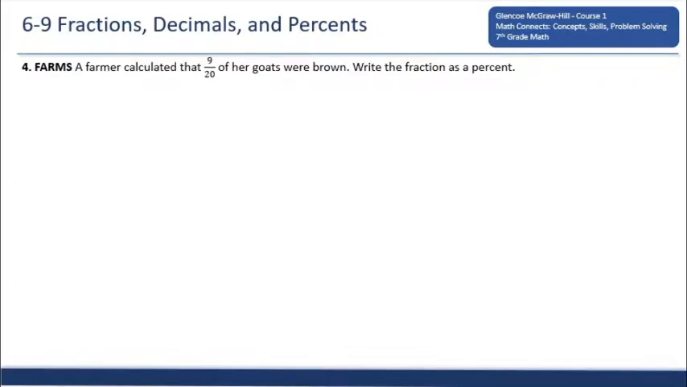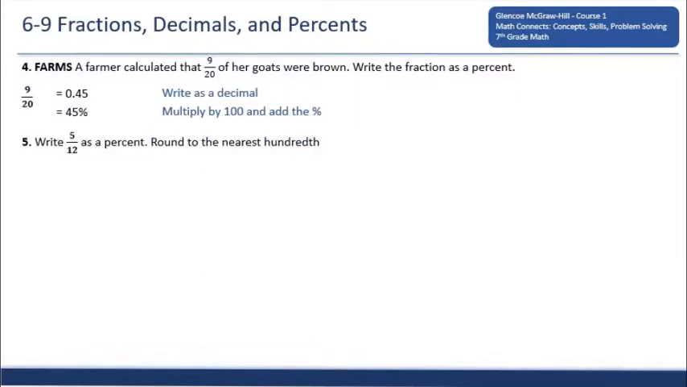Number 4, farms. A farmer calculated that 9/20 of her goats were brown. Write the fraction as a percent. So we're going to take 9/20. We're going to divide 9 by 20 to write it as a decimal. So 0.45. Multiply by 100 and add the percent. So 45%.